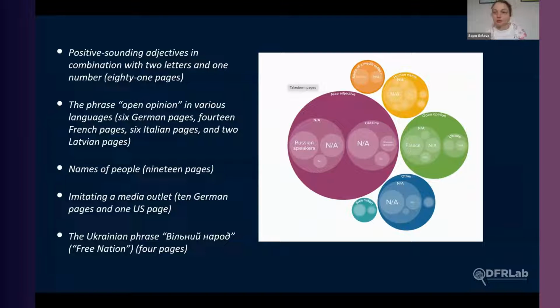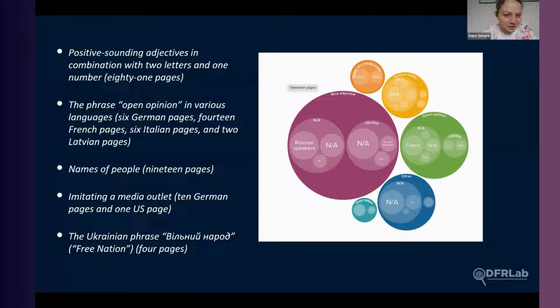So the pattern of the names was this: many pages had a positive sounding adjective, like for example, beautiful, nice, wonderful, or this type of very positive adjectives in combination with 2 letters. So 1 or 2 pages with this name, it's okay. It's really hard to say that this is a pattern, but when you see, I don't know, 81 pages, you already understand that this is one of the signs of coordination, and there might be central coordination between these assets. The phrase open opinion was translated into various languages, and this was also the name of the pages.